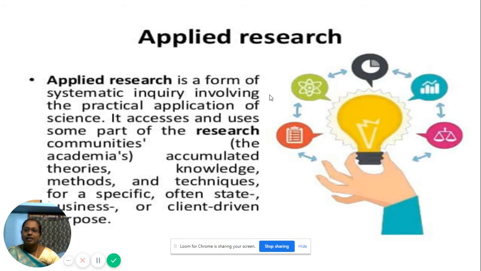So this type of applied research may be very important in conducting scientific research. For example, it accesses and uses some part of the research community's accumulated theories, knowledge, methods, and techniques for a specific, often state business or client-driven purpose. Applied research means it helps in the development of methods and systems for the advancement of human knowledge on a wide variety of scientific matters.